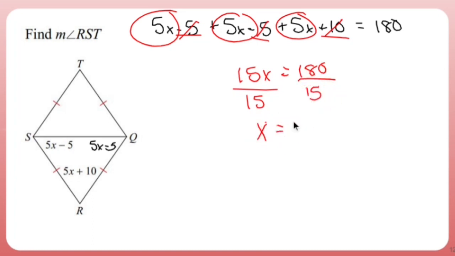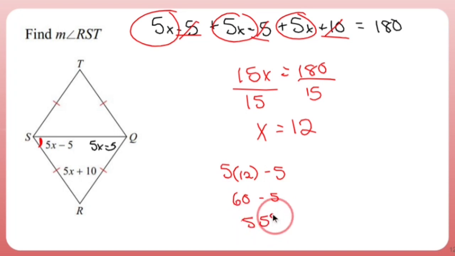And x equals 12. Done? Nope. Because what I have to do is find the measure of angle RST. What I know is this guy is 5x minus 5. X is 12. So that guy is 5 times 12 minus 5, which is 60 minus 5, which is 55 degrees. So this guy is 55 degrees.